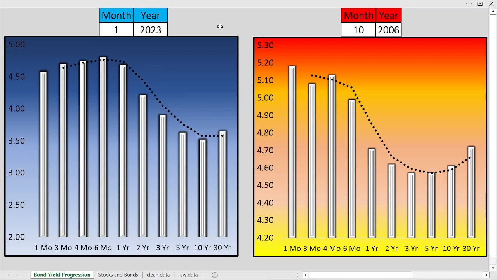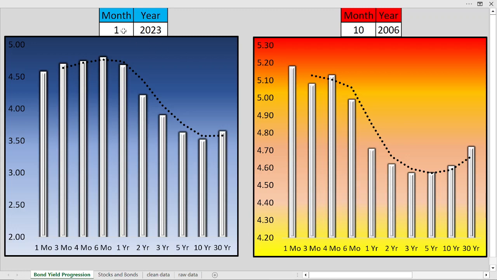Now, I don't know if it's fair to make a 100% comparison between the two markets, but there are some similarities. The right-hand chart shows us what the Treasury market looked like in October of 2006. We had the 1 month bond paying a 5.18, the 3 month at a 5.08, the 4 month at a 5.13. Of course, the 5 and 10 years are much lower down. The slope is very similar.